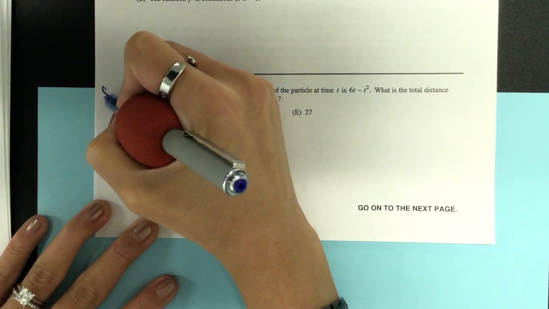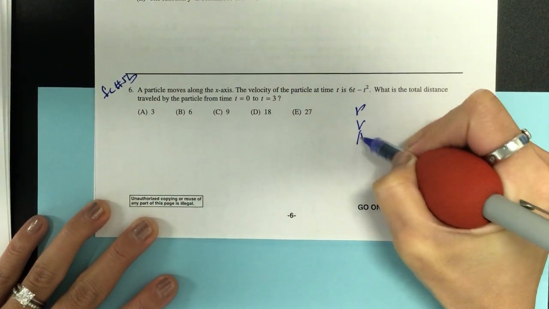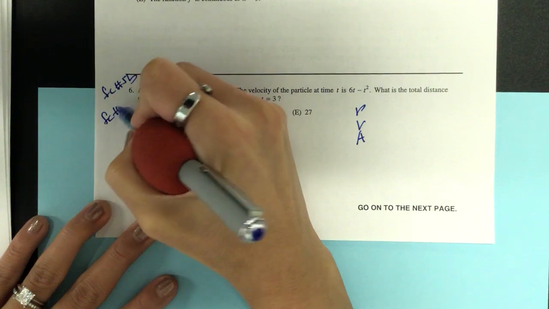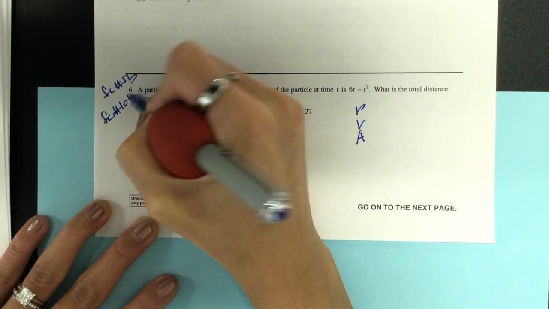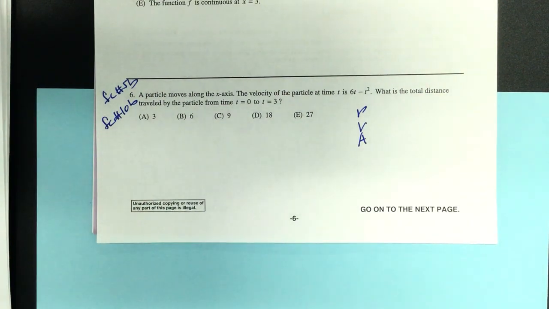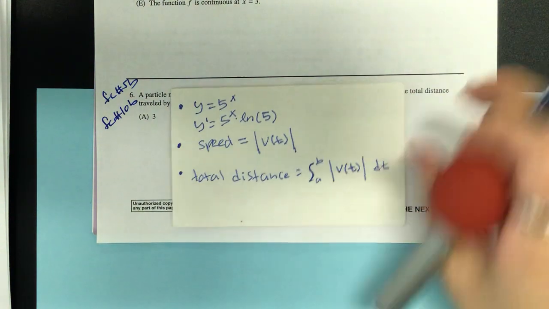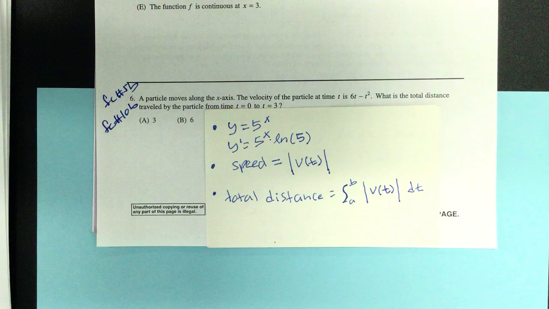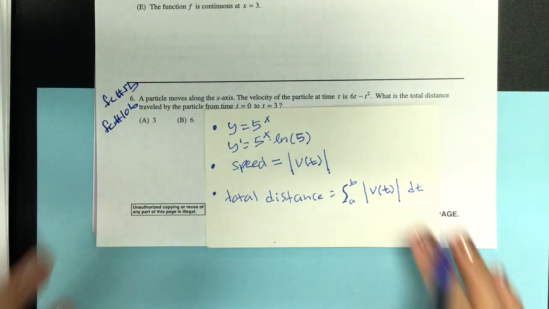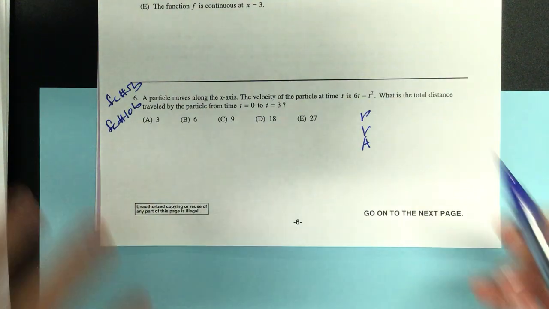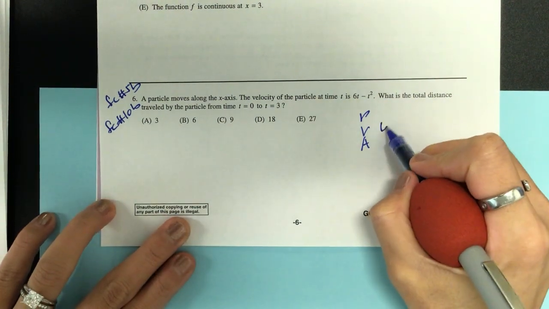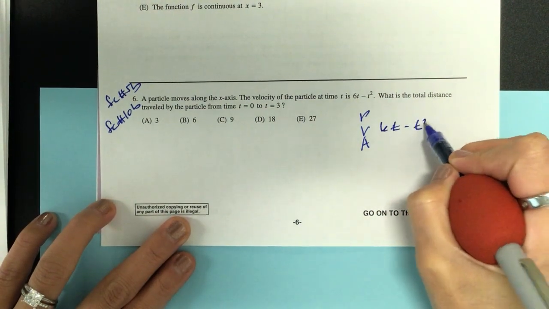Okay, so if you were to look at flashcard number 5B, it gives you PVA. And specifically, flashcard number 10B is going to give you the velocity is the what value of the what? Absolute value. So let's see. We have our total distance is the absolute value from the lower to upper bound of the velocity. So the given information is 6t minus t squared.